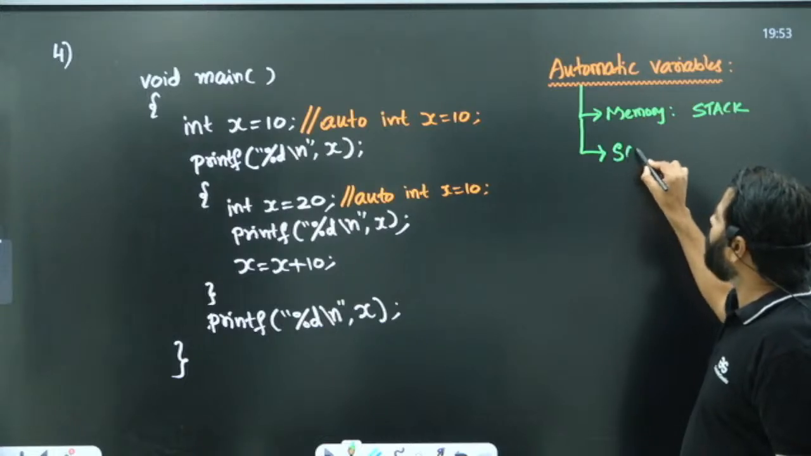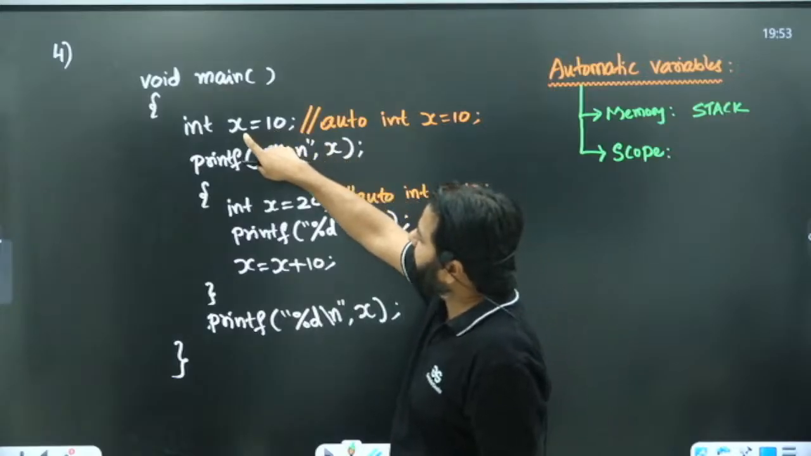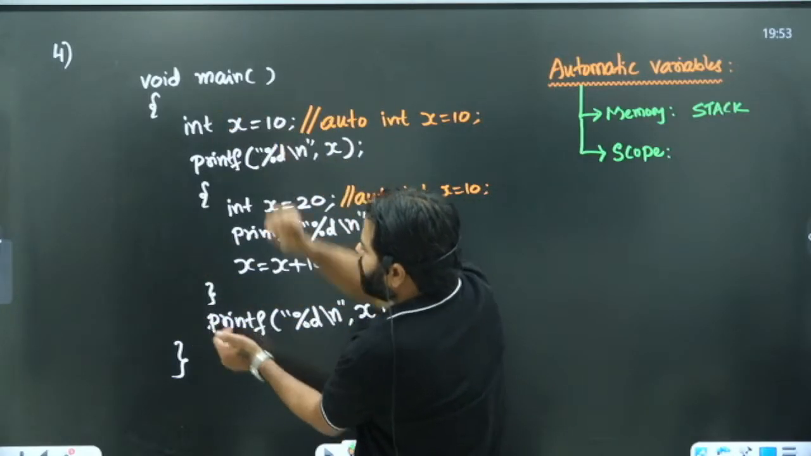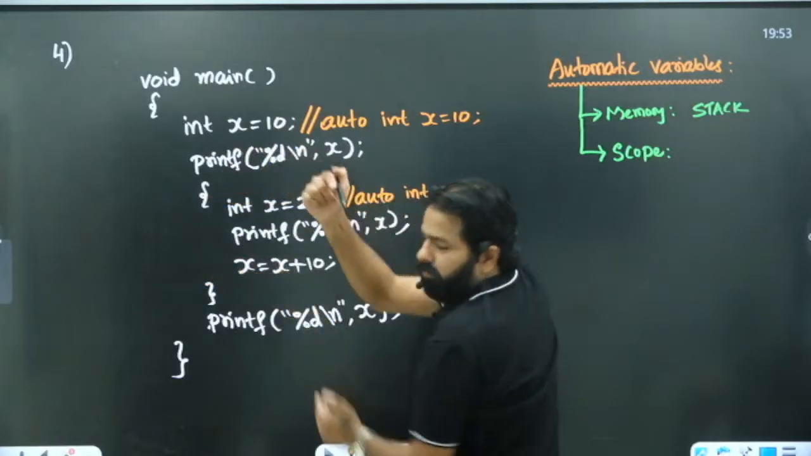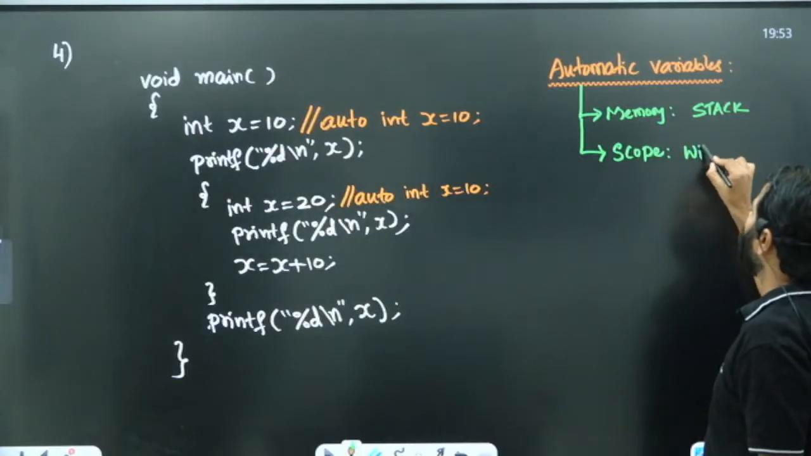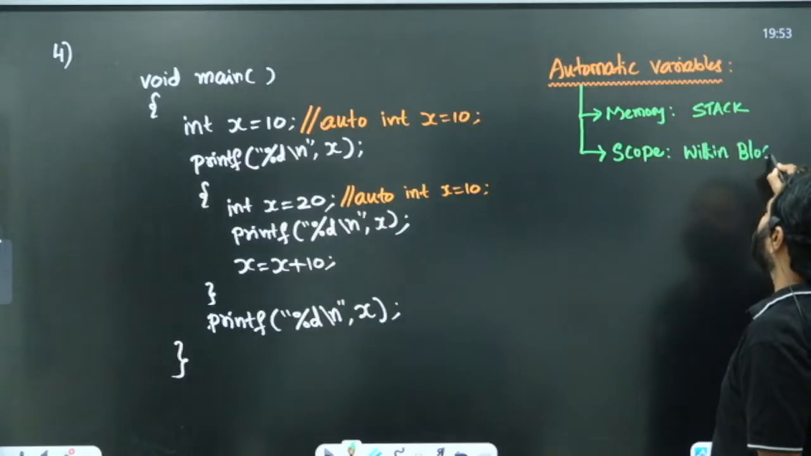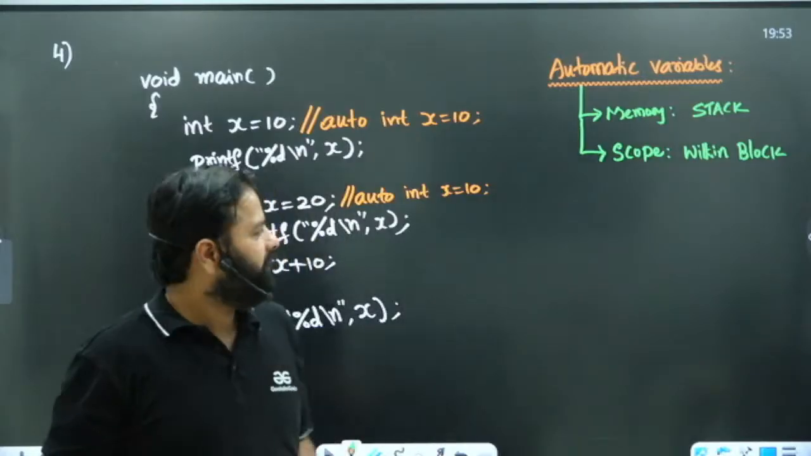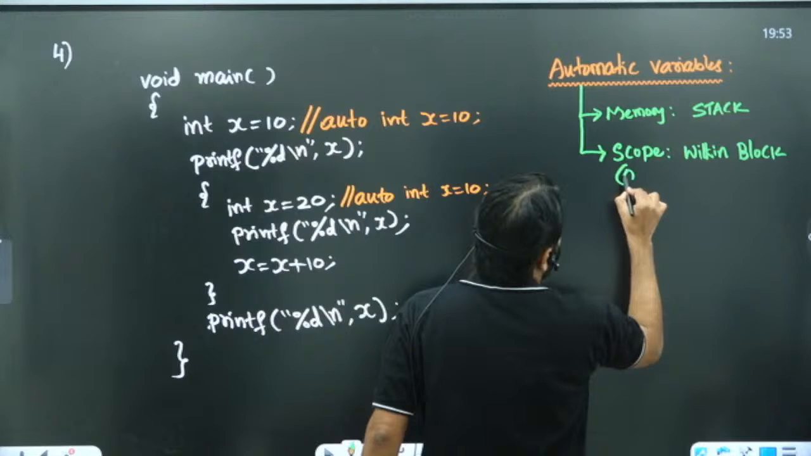What is the speciality of these automatic variables? Their scope, meaning visibility, access. If I create X here, then I can only access it up to here, because this is the visibility of X. If I declare here, then I can access it only within that block, right? The scope is within the block only. It is not visible outside the block. Limited to block.